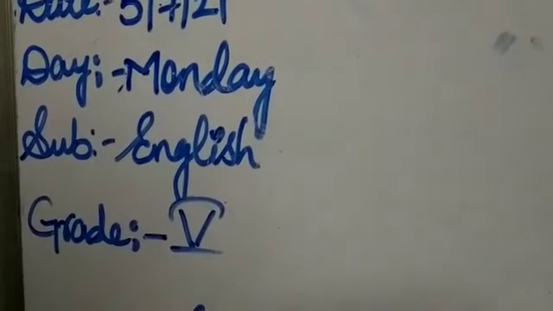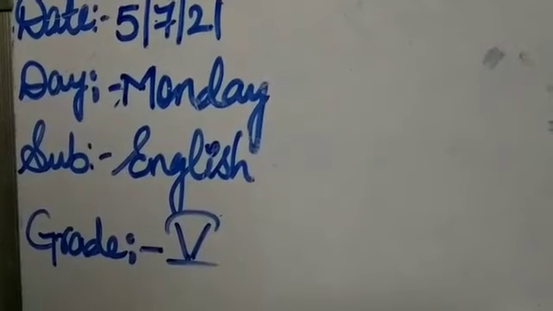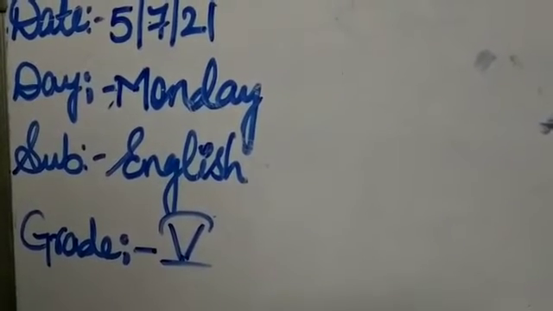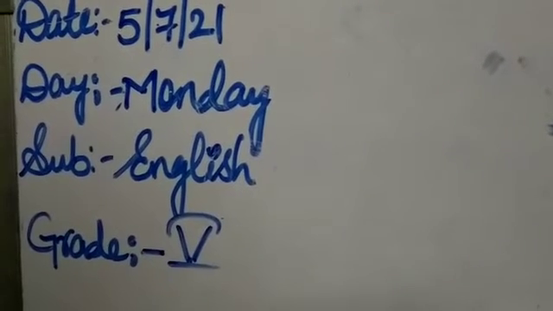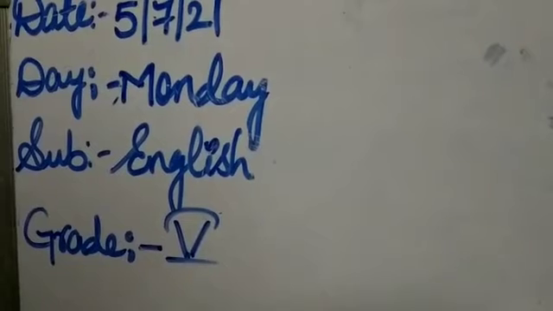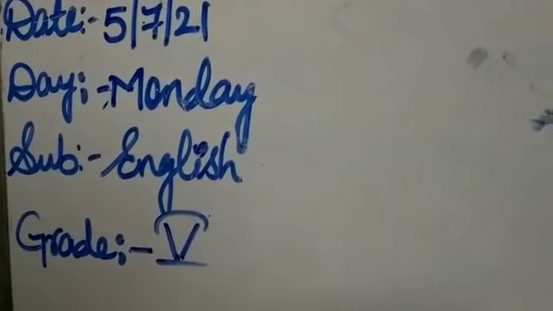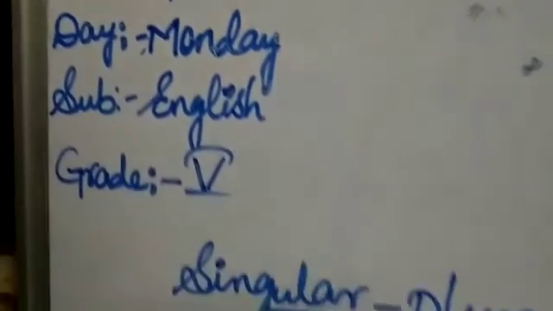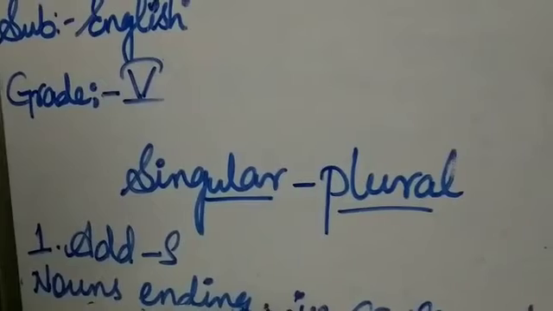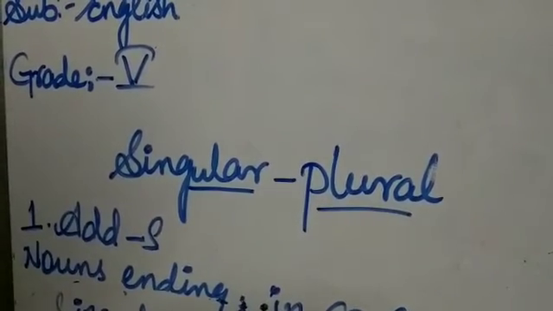Now coming to singular and plural. Most of the children think about how to write S, ES, IES, VES, where to write. You might have a confusion. So let us learn in detail how to make a singular word into plural. It begins now. Singular, plural. Singular means the object which is one. Plural, more than one.